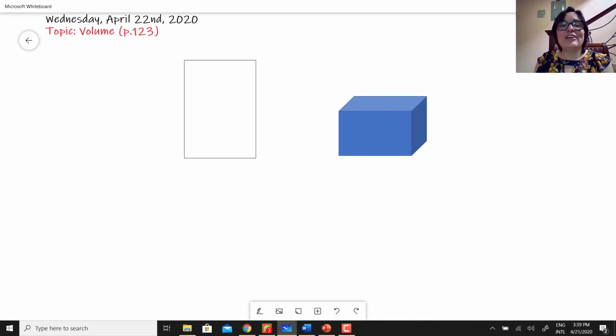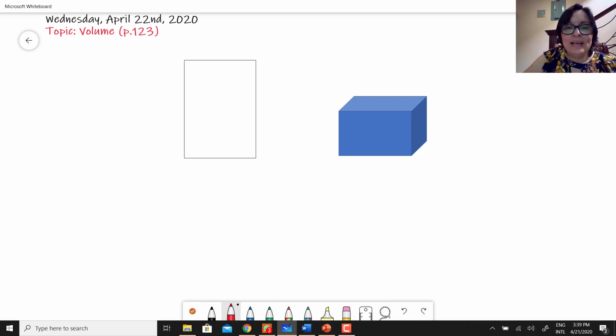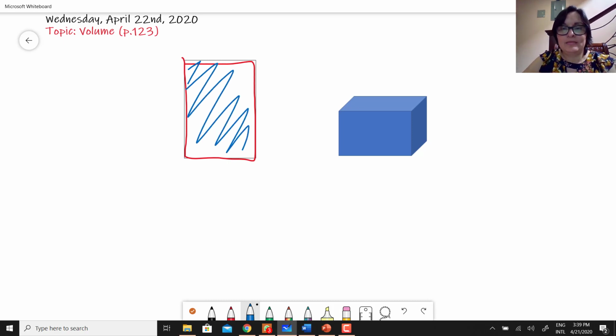Okay, so looking here, the first figure, that is a plane shape, it's a rectangle. We can calculate perimeter, the distance around a shape, and also we can calculate area, right? What is inside the shape. But now I want you to look at this image here, this shape. It's a solid shape. It's a rectangular cube.